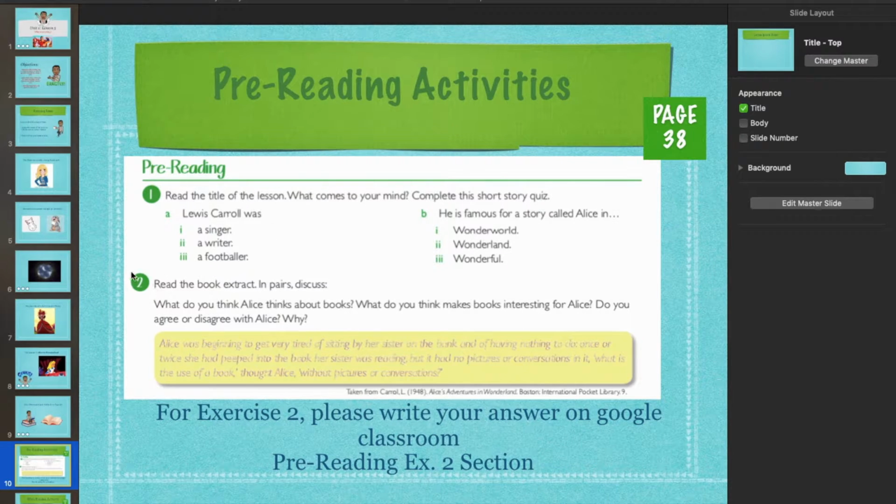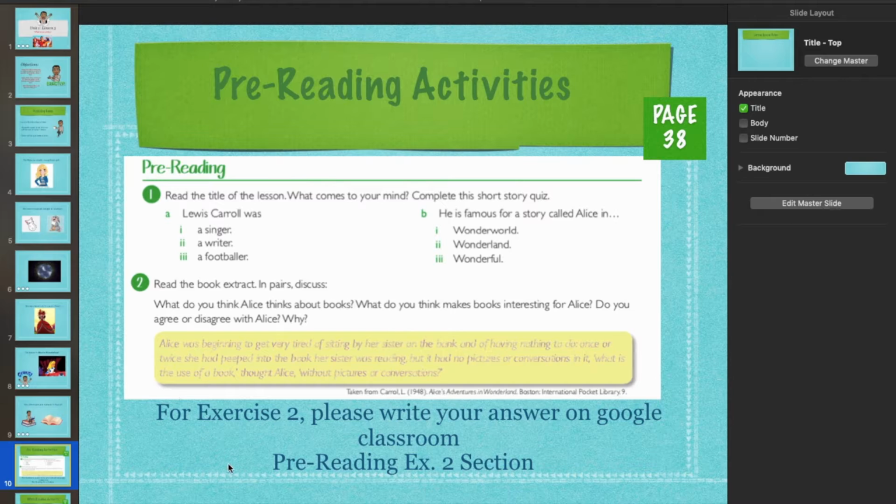Then for exercise number 2, you need to read this book extract, okay? Aquí se ve un poquito mal, pero en su libro se va a ver mejor. Please read this passage from Alice in Wonderland and answer the following questions. What do you think Alice thinks about books? What do you think makes books interesting for Alice? Do you agree or disagree with Alice? Why?